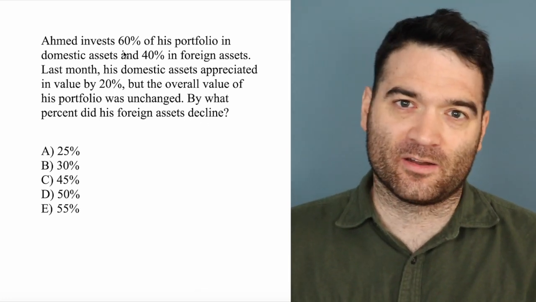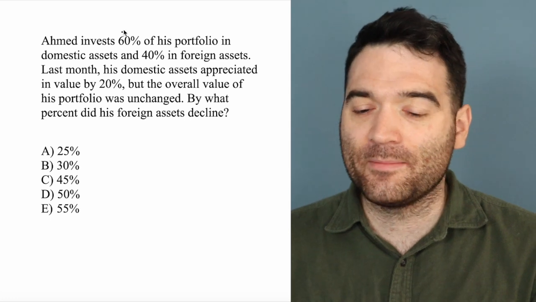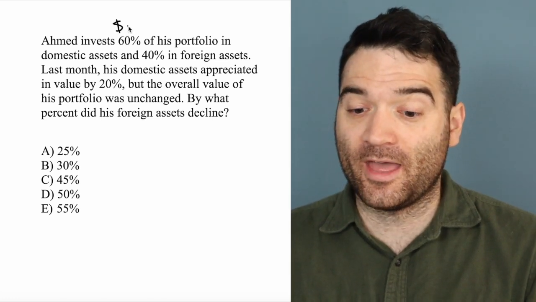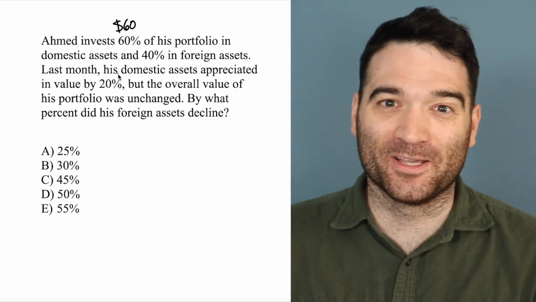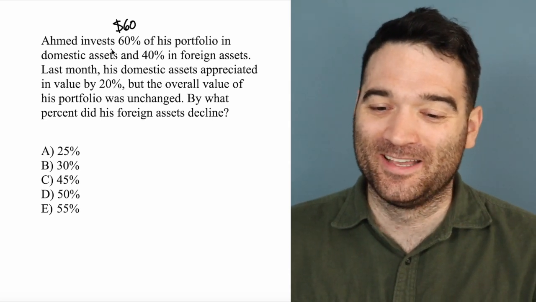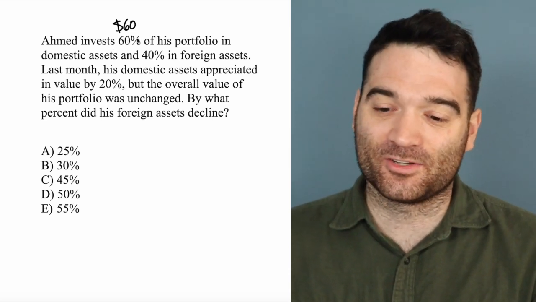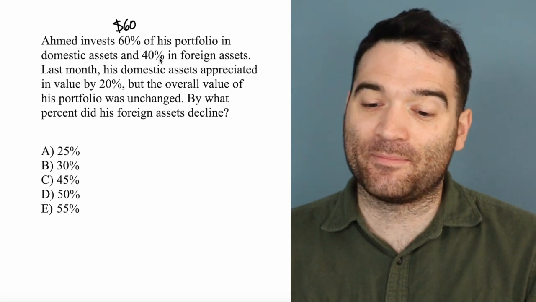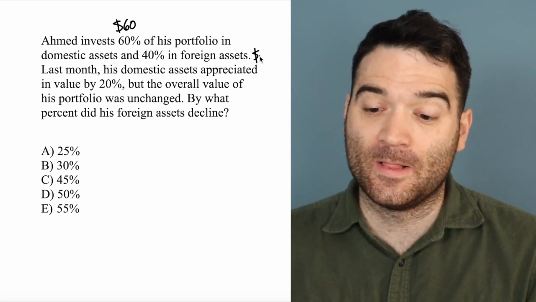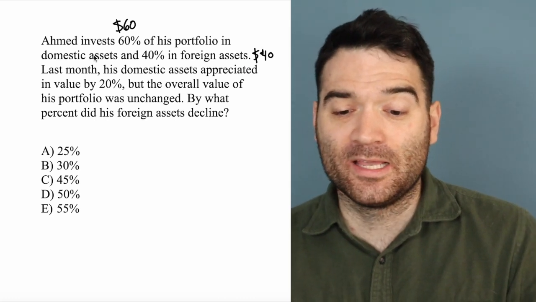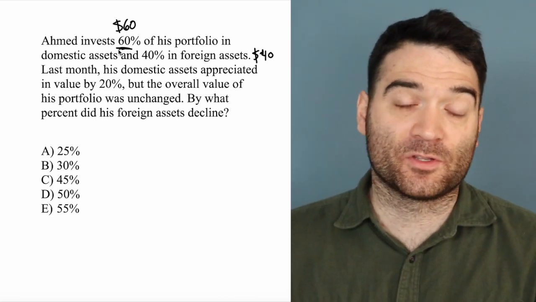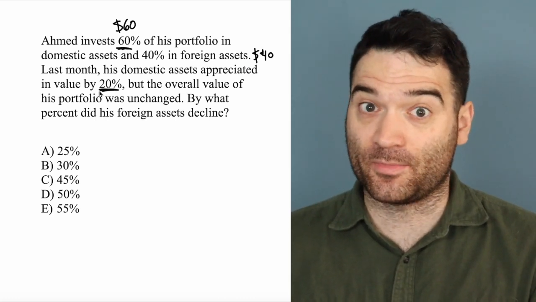So what I'm going to do here is just pick some numbers, right? I'm going to say that he has a $100 portfolio. Maybe make it 100 million if you want to be nice to him, right? But he invests $60 in domestic assets, and that means that $40 go to foreign assets. Okay, now the domestic part of his portfolio increases by 20%.